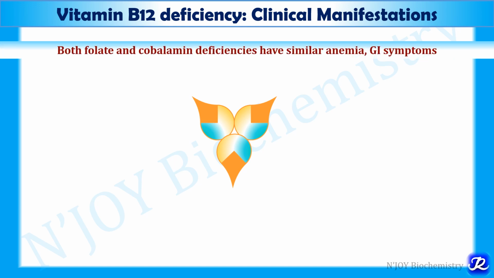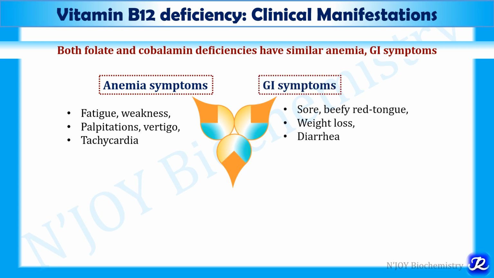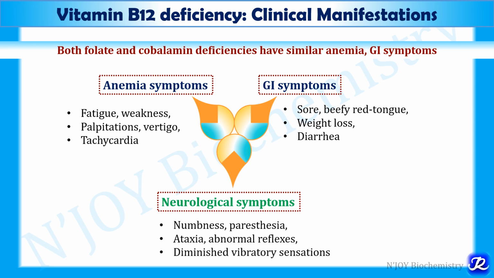Both folate and cobalamin deficiencies have similar anemia and gastrointestinal symptoms. So what are those anemia symptoms? These symptoms include fatigue, weakness, palpitation, vertigo, tachycardia. Gastrointestinal symptoms include sore, beefy red tongue, weight loss, diarrhea. So these symptoms are common in both folate and vitamin B12 deficiency, but neurological symptoms are exclusively seen in vitamin B12 deficiency, and these include numbness, paresthesia, ataxia, abnormal reflexes and diminished vibratory sensations.